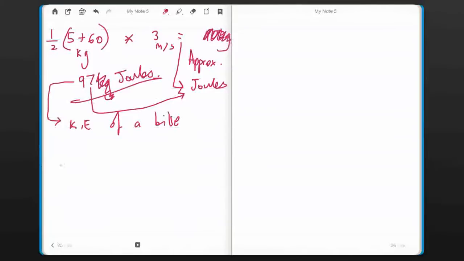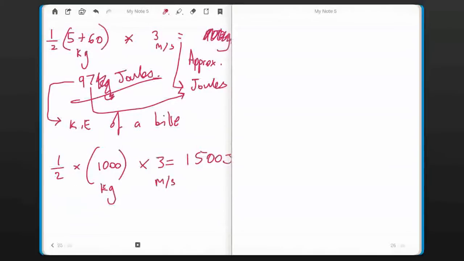Half times, let's just call it 1,000 kilos, just so it's easier to do the calculation, times 3 meters per second. So that'll be about 1,500 joules. That is a huge amount compared to that. They're both going at the same speed, but it just shows you that kinetic energy can be really influenced by either mass or speed.